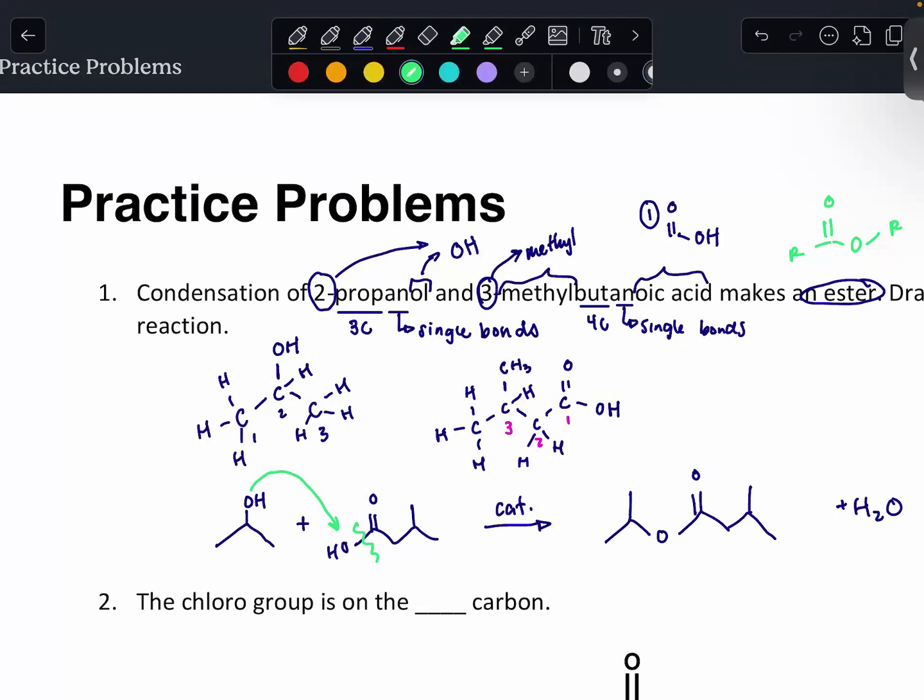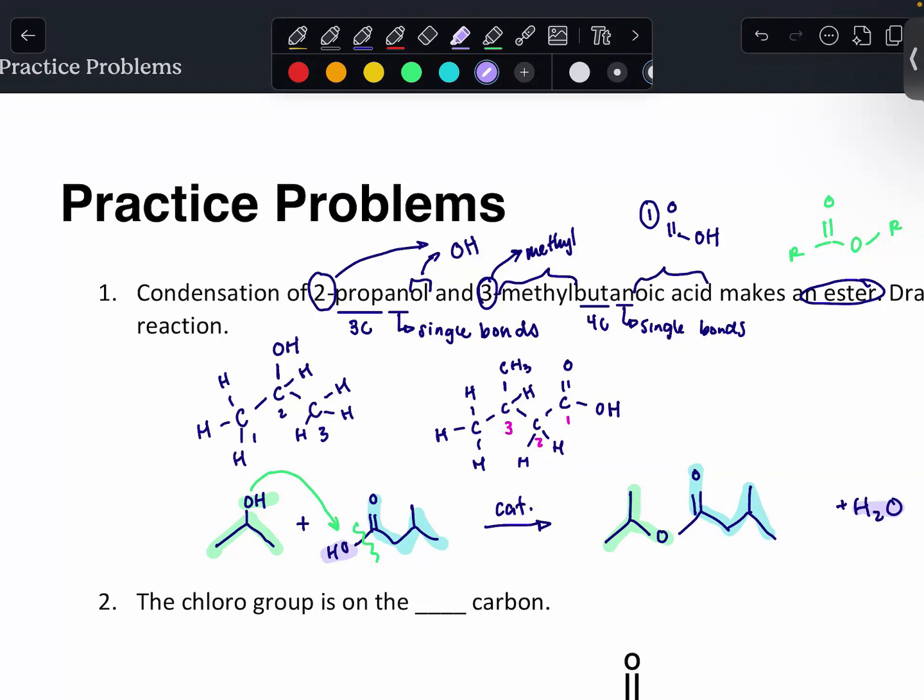So we have this breakdown. And so we're going to make water, not ester, from our alcohol and our carboxylic acid. And this is an esterification.